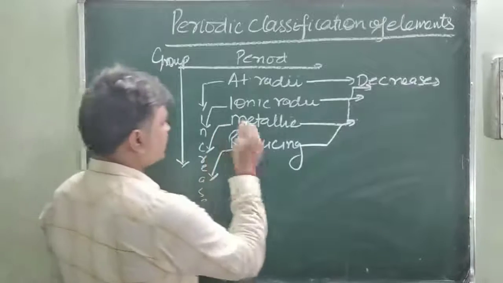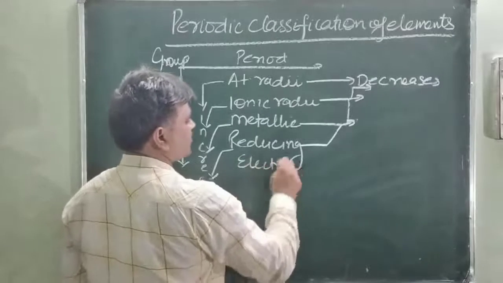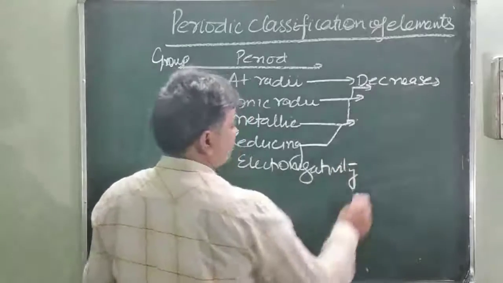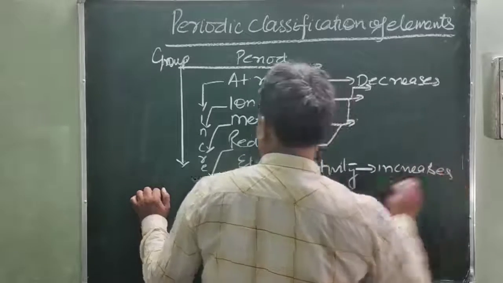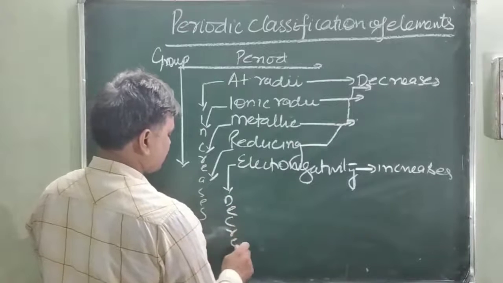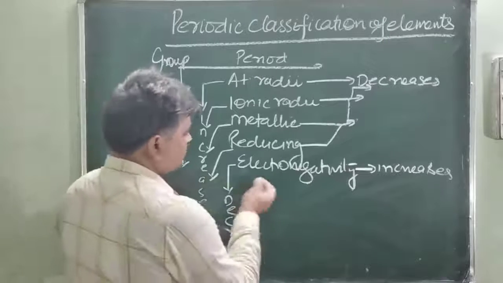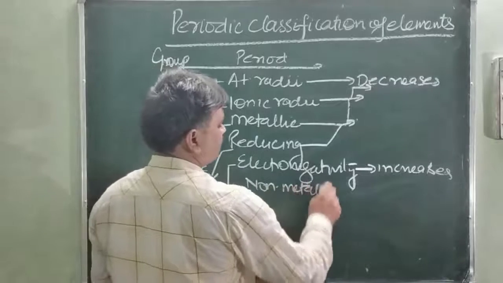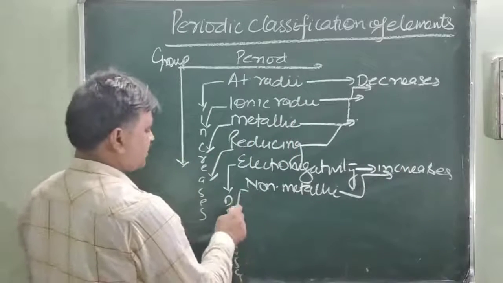Whereas electronegativity increases left to right across the period and decreases top to bottom within the group. Similarly, non-metallic character also increases left to right across the period and decreases top to bottom within the group.